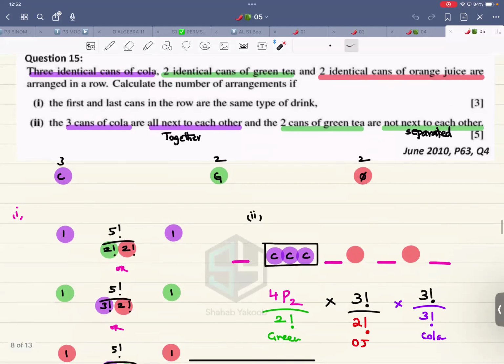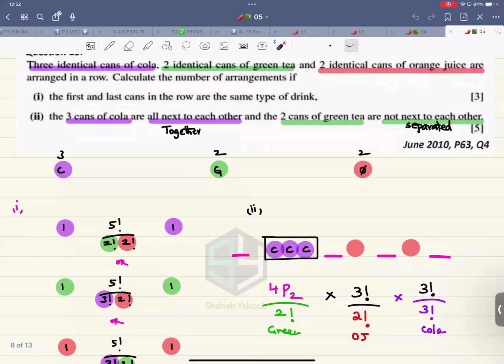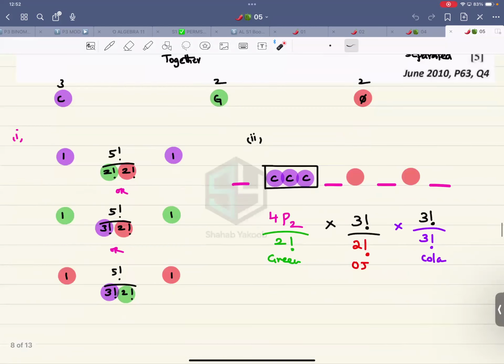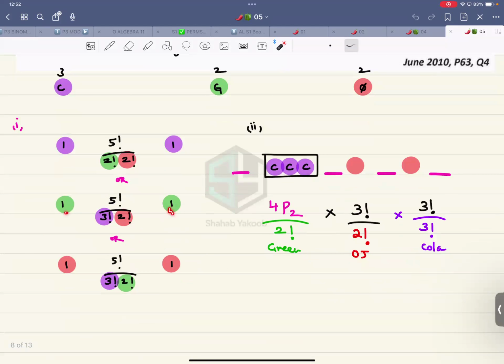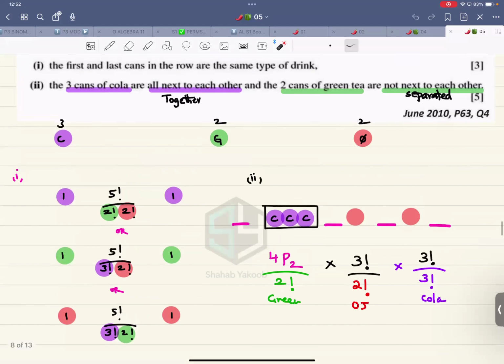How many are left? Altogether, how many are there? 3 and 2 and 2, 7. So 1 is used up, 5 is left. So 5 is the numerator in all of them, 5 factorial. 2 factorial for the green tea, 2 factorial for the OJ. Over here, the 2 green teas are used. 3 factorial for the colas, 2 factorial for orange juice. Over here, orange juice is used. 3 factorial for the cola, 2 factorial for the green tea. Spend more time in writing, less time in calculation. First, write it comfortably so that your calculation can be correct.